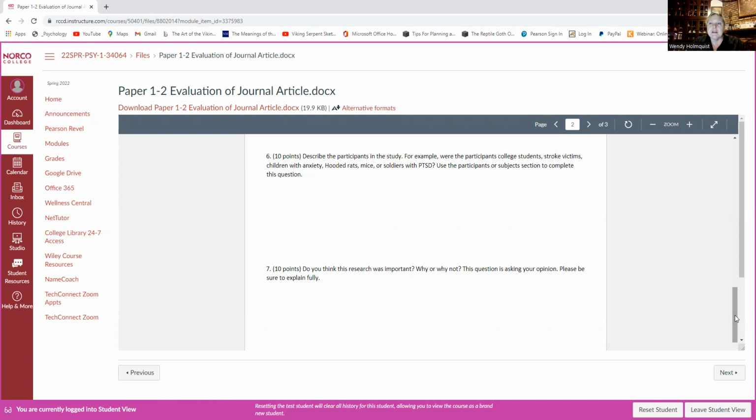How many were in the study? How many groups did they use, if they were divided into certain groups? Were they all male? Were they all female? Was it 72 males and 78 females? That's the type of information you're going to give. Give the age range and any details that you have regarding the participants in the study.